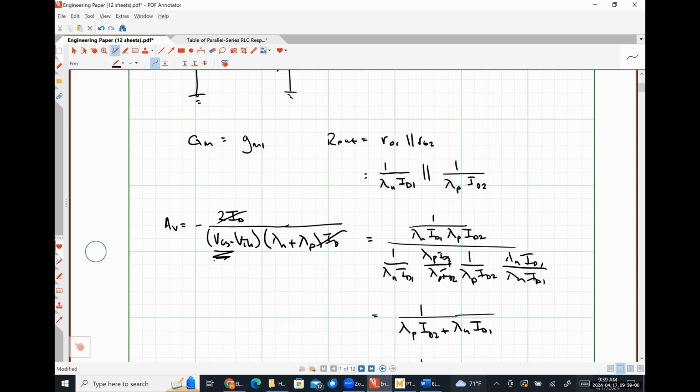On that VTH, that's VTH N, because we are using the transconductance of transistor M1, which is an NMOS transistor.